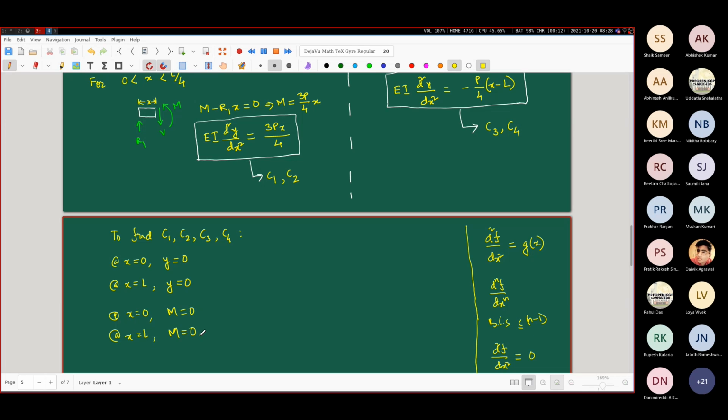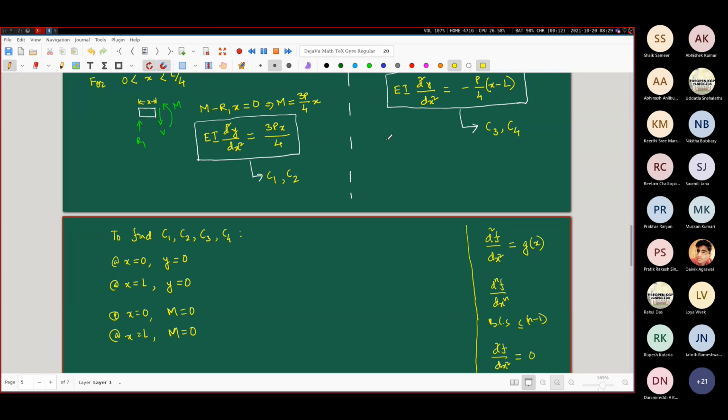Okay, and you can quickly check that these two conditions are actually identically satisfied by these governing equations themselves. You just substitute x equal to 0 here, because this is valid between 0 and L by 4. This is x equal to 0, so this expression is equal to 0. And this is actually the expression for the bending moment, so m is equal to 0 at x equal to 0.